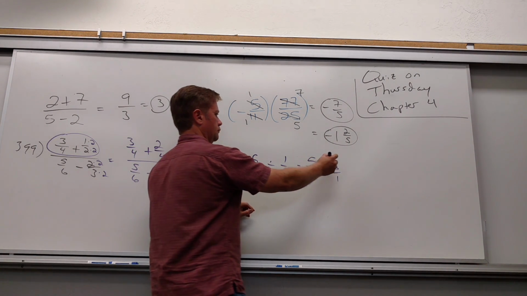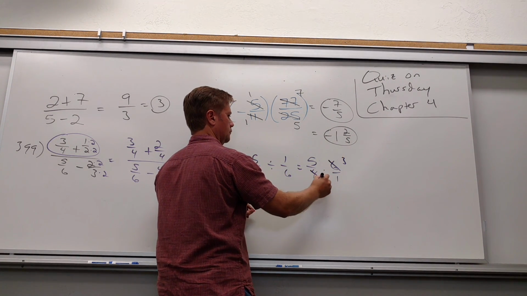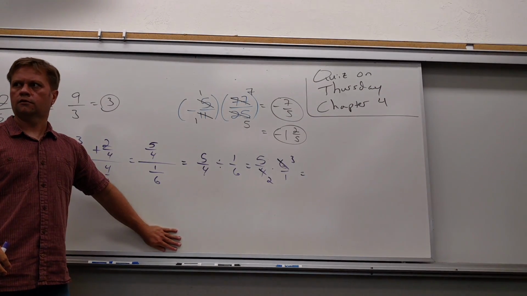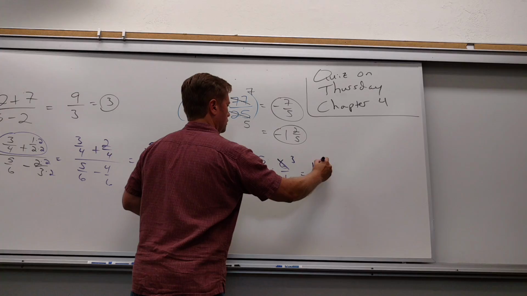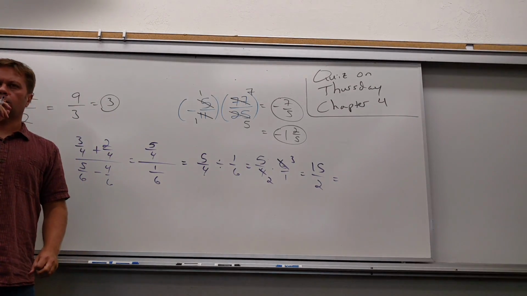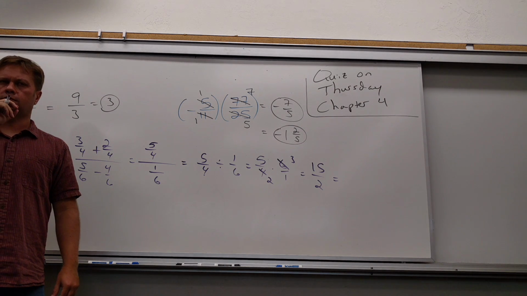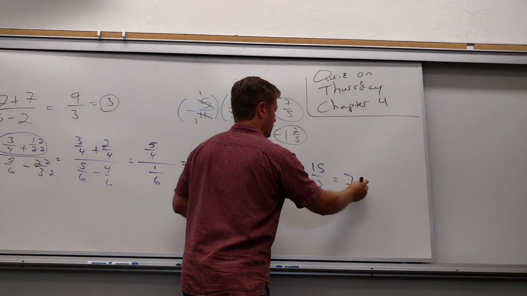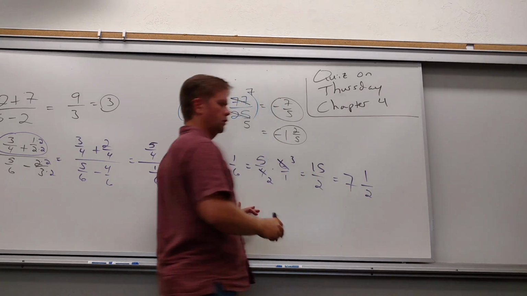Multiply by 2. 5 times 3 is 15 over 2. I like it. And if you want to, what would that be as a mixed number? 2 goes into 15 seven times, with 1 left over. So 7 and 1 over 2.